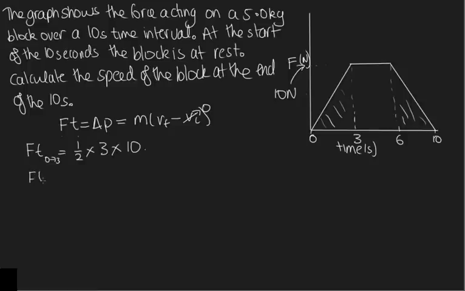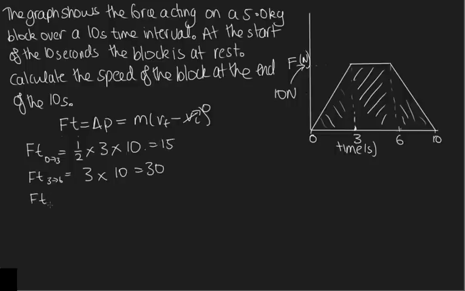And then we can work out the force times the time going from 3 to 6 seconds. In this case, we've got this rectangle here. So a rectangle is just the base times the height. So the base is going from 3 to 6. So this length here is 3, and the height is 10. So that is equal to 30. When we do this one, we end up with 15.